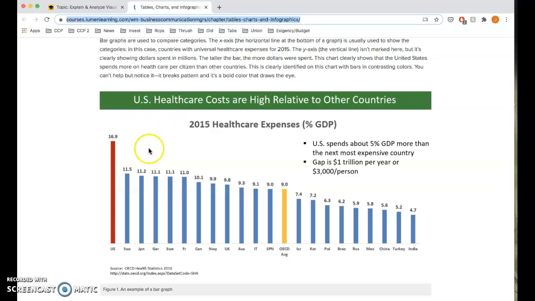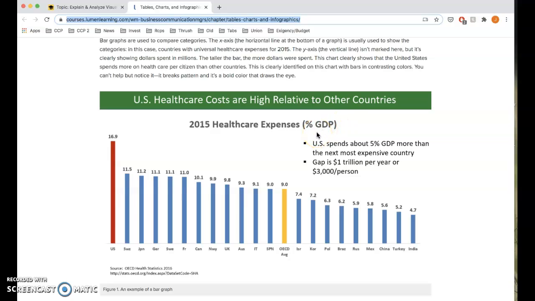Well, how are they going to measure it? What is being measured and how is it being measured? We know it's healthcare costs, but what is this 16.9, 11.5? I don't know what these numbers are, so that's what I have to figure out. It says 2015 healthcare expenses as a percentage of GDP. Now, if I don't know what GDP is, it's going to be difficult for me to understand what this means, so I may have to look up GDP.